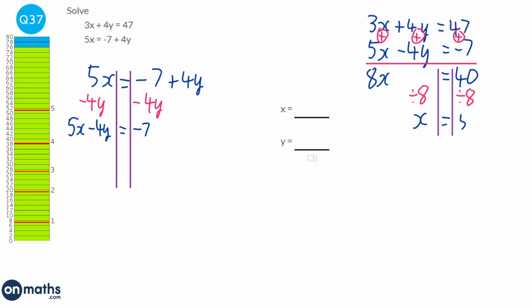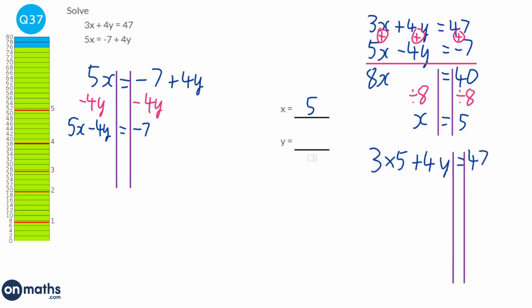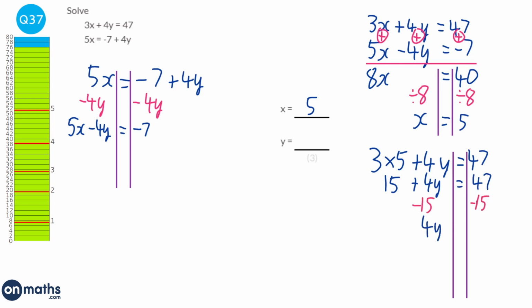So we get x equals 5, and we're going to substitute that value into one of the equations. I'm going to pick this top one. So instead of 3x, we're doing 3 times 5 plus 4y equals 47. Get my solving lines in. So that will be 15 plus 4y equals 47. And then we're going to take away the 15 both sides. And so it's 4y equals 47 take away 15, which is 32. Divide by 4 both sides, and we get y equals 8.